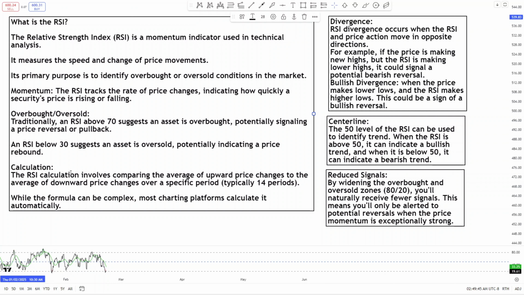The RSI calculation involves comparing the average of upward price changes to the average of downward price changes. This is a calculation that's happening typically over 14 periods, or the last 14 candles. I do have something to say about that as well. While the formulas can be complex, most charting platforms calculate it automatically, so you don't have to worry about anything. You just throw it on there and you let it do its thing, but you can fine tune it.